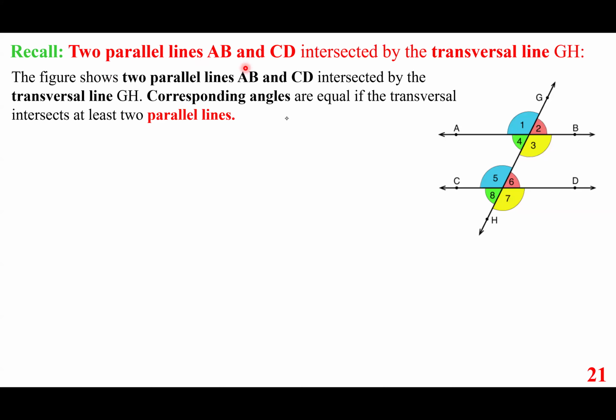Recall, two parallel lines AB and CD intersected by the transversal line GH. The figure shows two parallel lines AB and CD intersected by the transversal line GH. Corresponding angles are equal if the transversal intersects at least two parallel lines. In short, you have two lines and a line that cuts them. It creates 8 angles. So quickly, these two are equal, these two are equal, these two are equal, these two are equal.